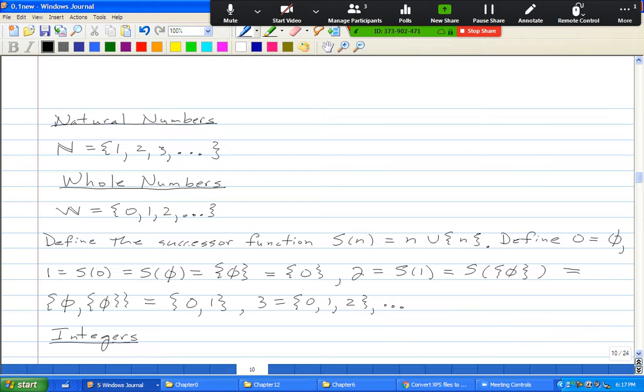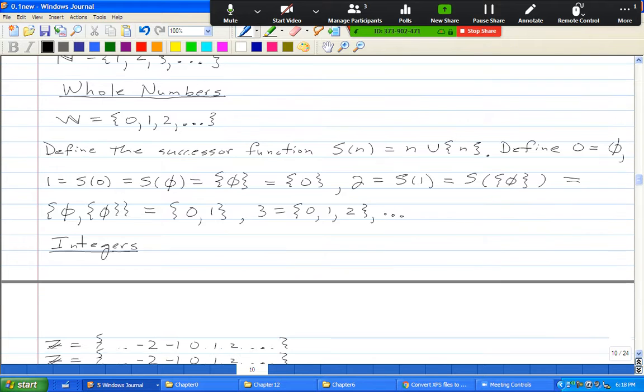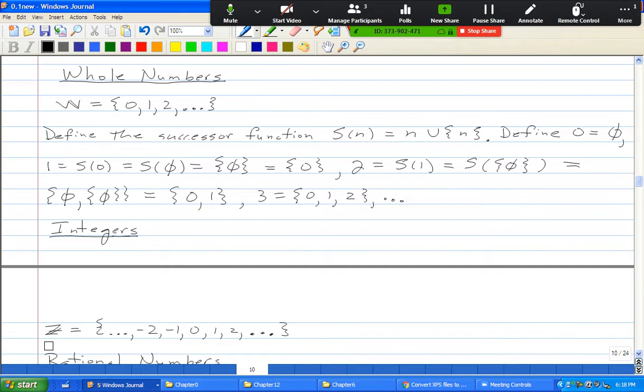Integers. We will denote the integers by the letter Z, for the German word for number, Zahlen. And so these are 0, 1, 2, 3, 4, and -1, -2, -3, -4, etc. So it consists of the positive integers, 0, and the negative integers.